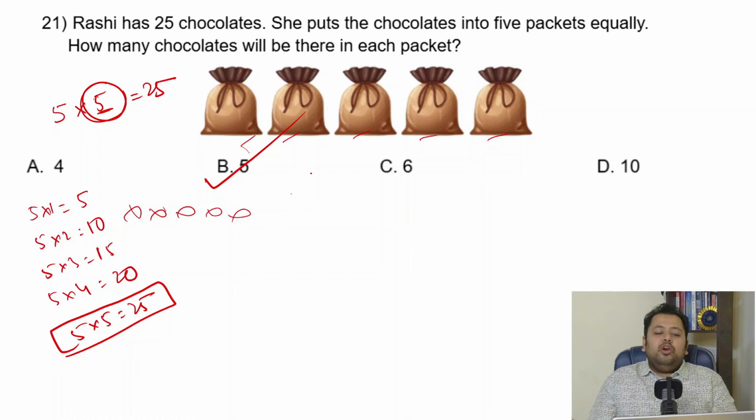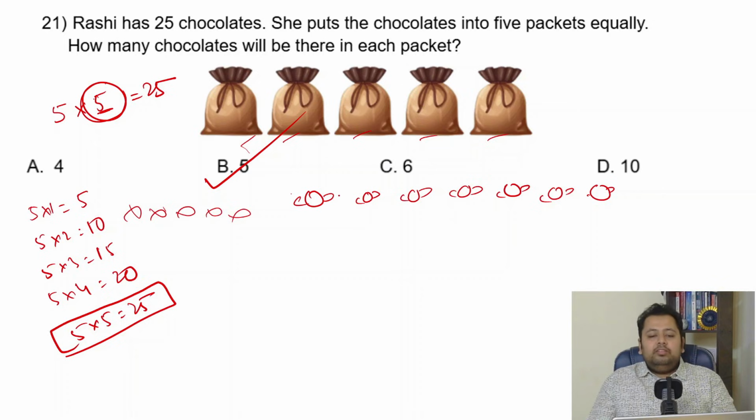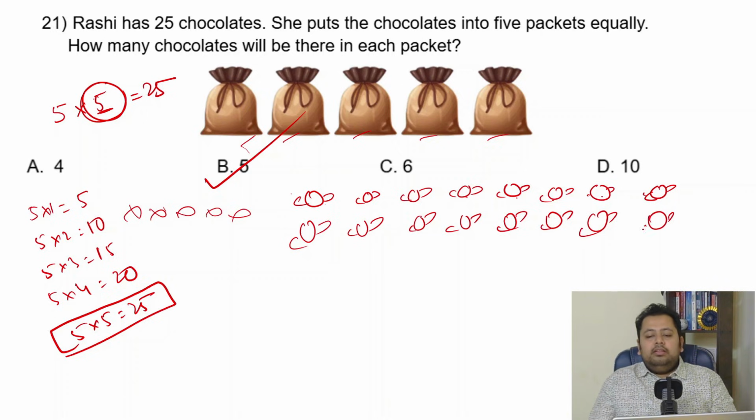If you don't know the multiplication table, what you will have to do is you will have to first draw 25 chocolates, right? Say this is 25 chocolates. So let's say these are chocolates, correct? So you will have to draw 25 chocolates on your paper and then make groups of five, right? So let's say one, two, three, four, five, six, seven. Then this is eight. Then we have 9, 10, 11, 12, 13, 14, 15, 16. These are chocolates, by the way, right?